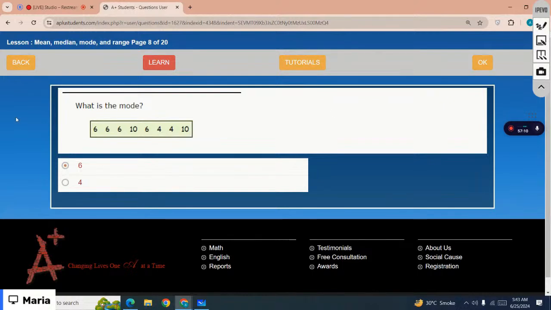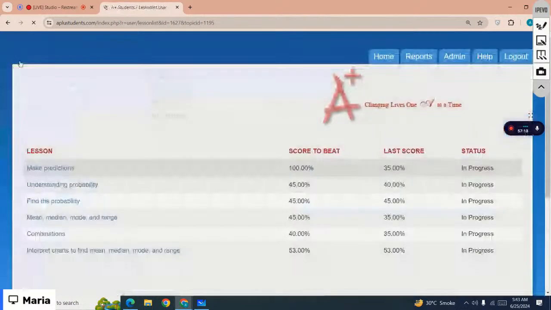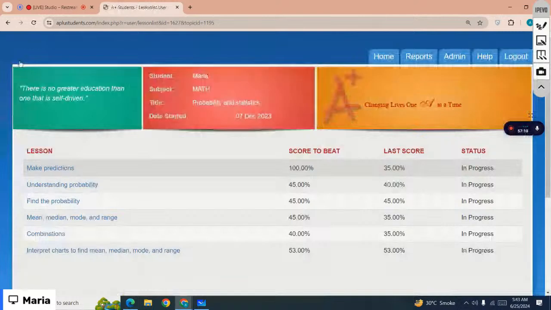Okay, that's all for today. You can complete the lesson by yourself later today. So we were working on grade 4 math. The chapter we were working on is probability and statistics. The lessons we have covered today are make predictions, understanding probability, find the probability, and mean, median, mode, and range. So please make sure before the next session you complete all the practice questions for the lessons we just did. That is your homework until the next session.